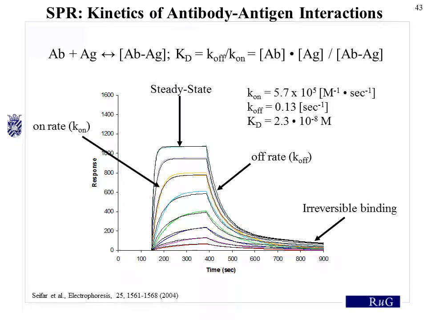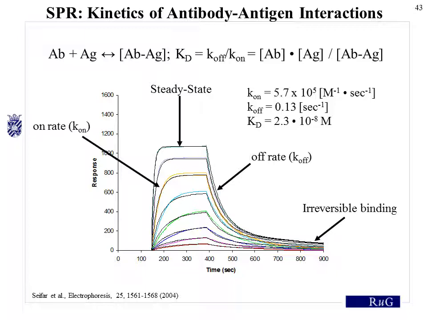We have used the principle of surface plasmon resonance to measure the interaction between an antibody and an antigen. This was actually a genetically engineered antibody. The antibody binds to the antigen forming the complex. The dissociation constant, as shown above, is the ratio between the kinetic constant of the off rate, K off, divided by the kinetic constant for the on rate, K on, and is antibody times antigen concentration divided by the complex.